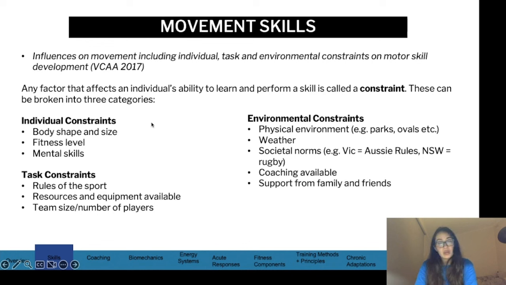So individual constraints are pretty much traits or characteristics about a person. So things such as body shape and size, fitness level, mental skills, cognitive ability, concentration, stuff like that would all be considered individual constraints. Task constraints are things which you can quite easily modify. So rules of the sport. Like if I'm the coach and we're playing a game of basketball, I can say, you know what, we're not using a basketball anymore, we're using a tennis ball. I can change the rules of the sport. Resources and equipment available.